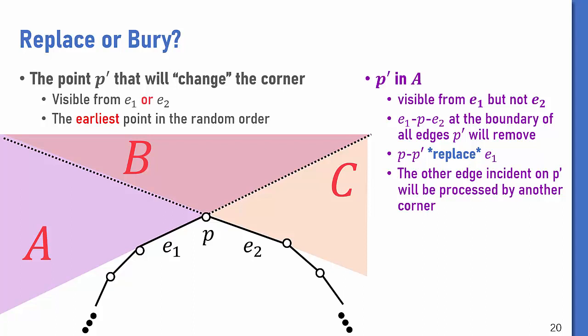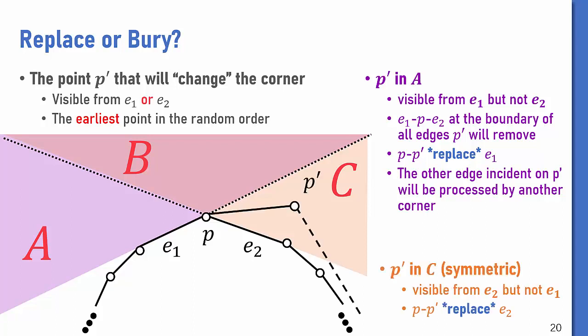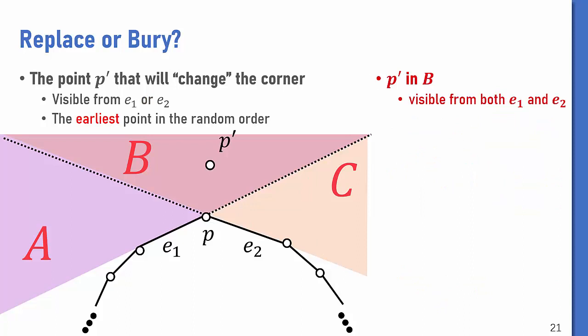Similarly, the second case is when P' is in area C. It's symmetric to when P' is in area A, so finally P' will remove E2. The last case is when P' is in B. In this case, P' is visible from both E1 and E2. So all the edges removed by P' will look like this.